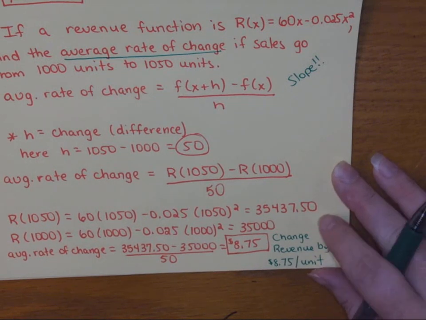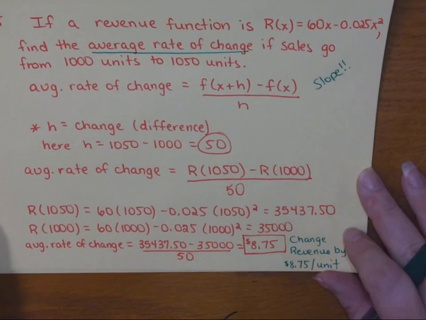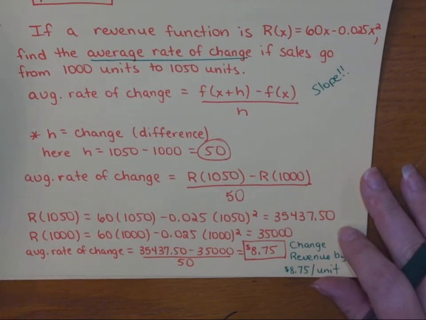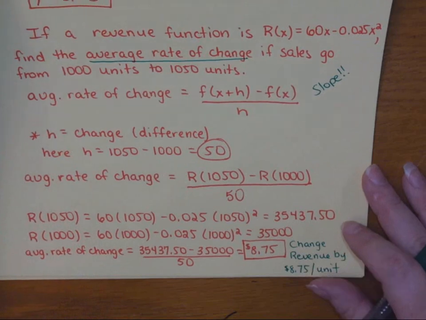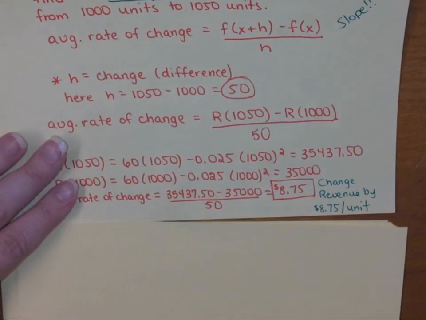So I hope you'll look back over examples 4 and 5, two different ways to think about average rate of change. But in both cases we're really just looking at the average rate of change formula, which is the same formula we were using for the derivative, just take off the limit portion.